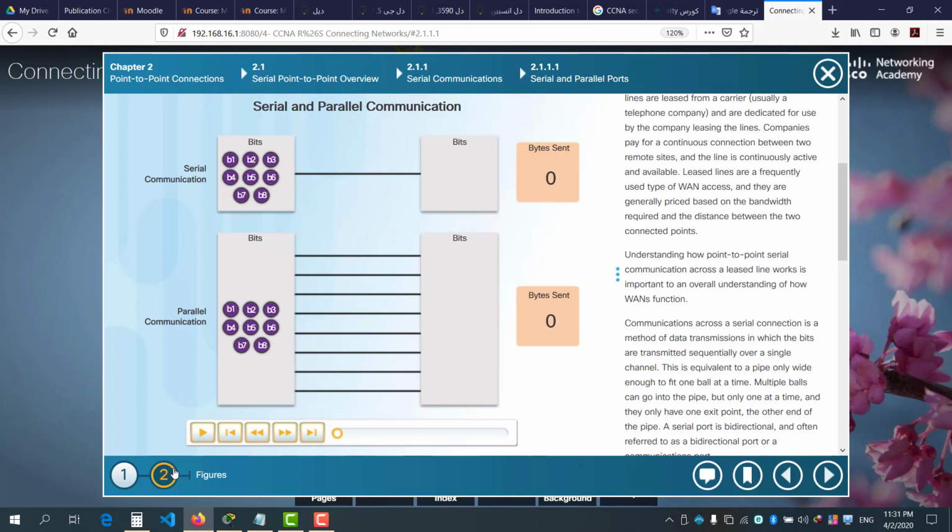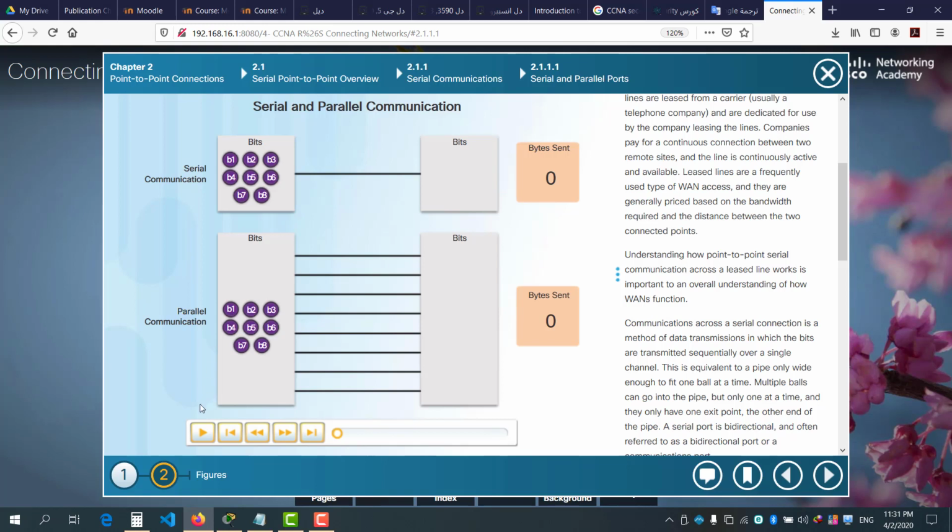We can illustrate this using figure number 2 or by playing this video. As you can see, this is a serial communication between two sites. This is the source and this is the destination. B1, B2, B3 up to B8, which means bit, only bit. And this is the other side. This is the parallel communication. We have B1, B2, B3 up to B8. This also stands for B, this bit.